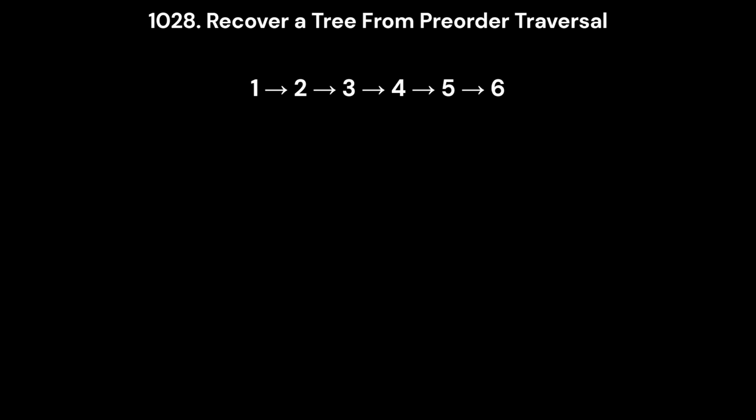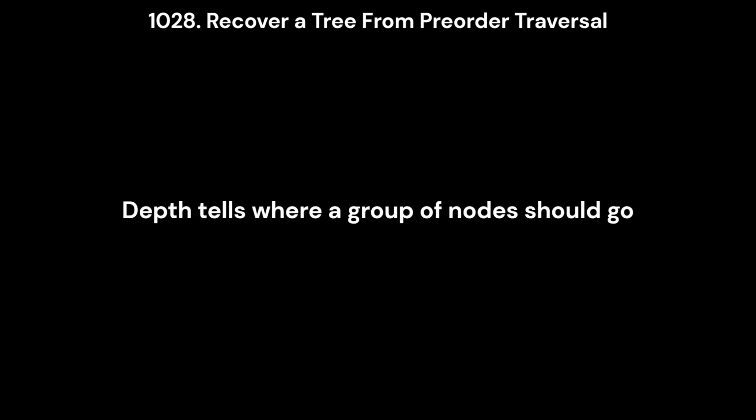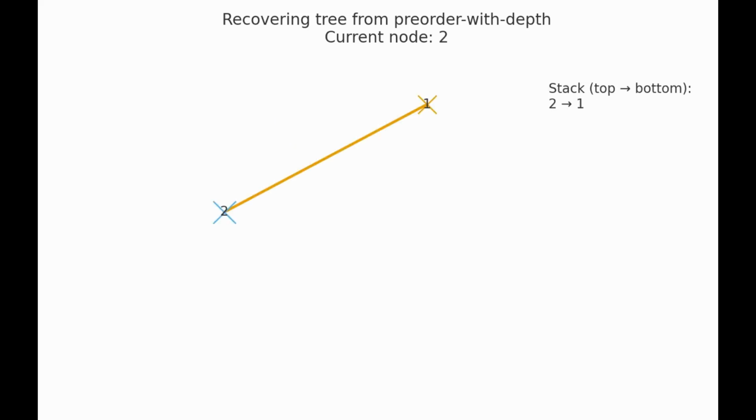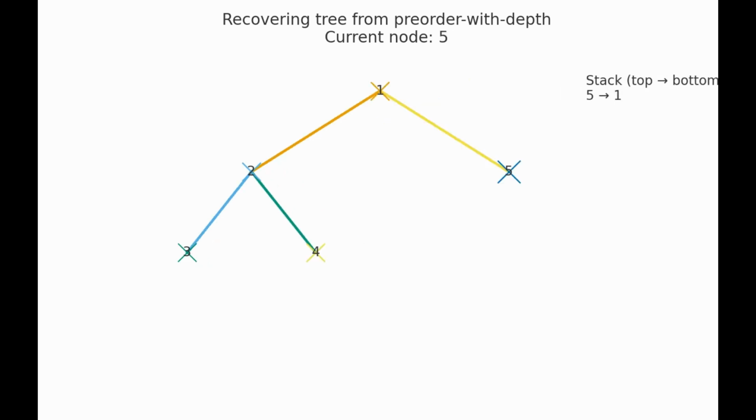This ensures we know which node comes first, but not where exactly it should be placed in the tree. Without extra information, the same pre-order sequence could represent very different shapes of trees. That's where the depth comes in. The number of dashes tells us the level of each node, so we know whether it belongs as a child of the current parent, or if we should go back up and attach it higher in the tree.